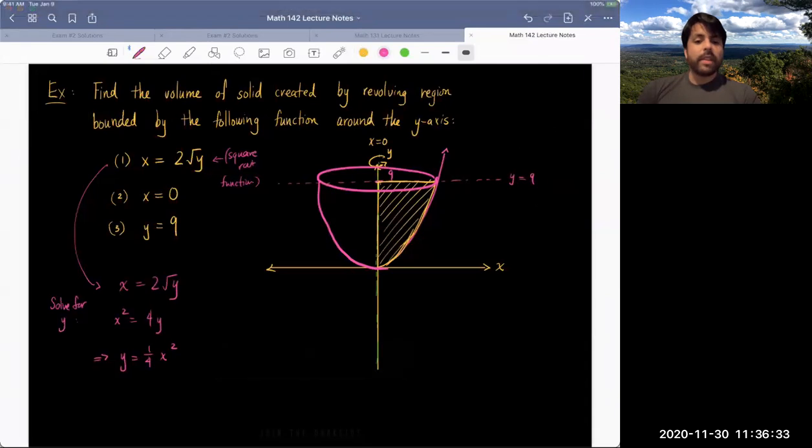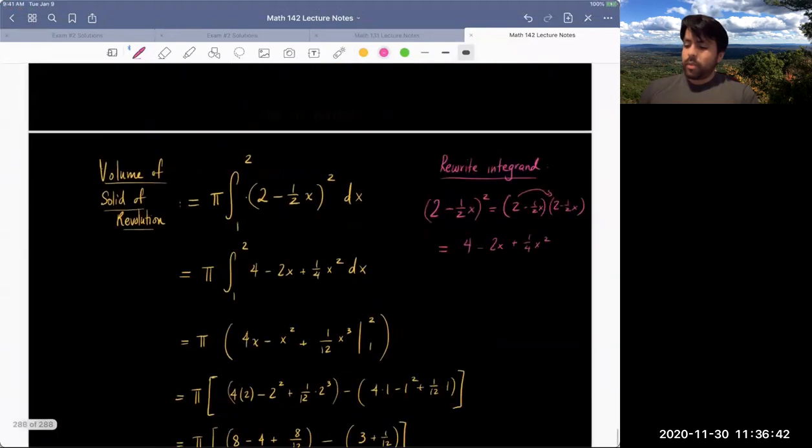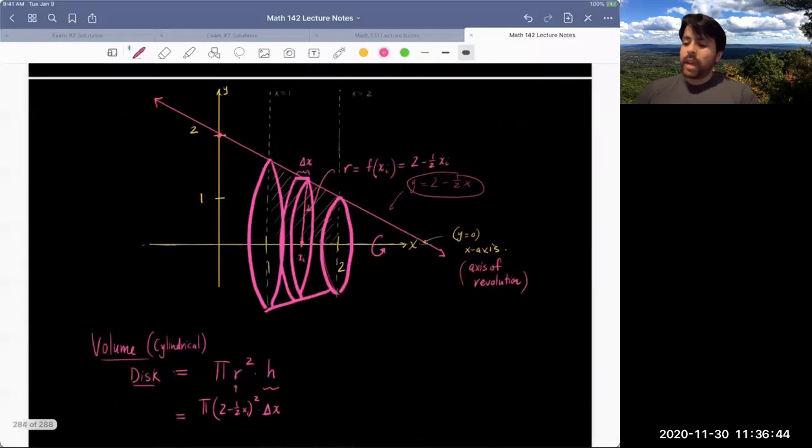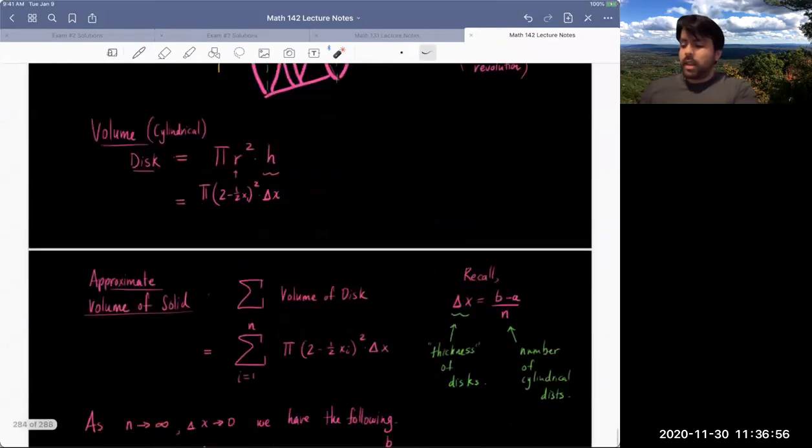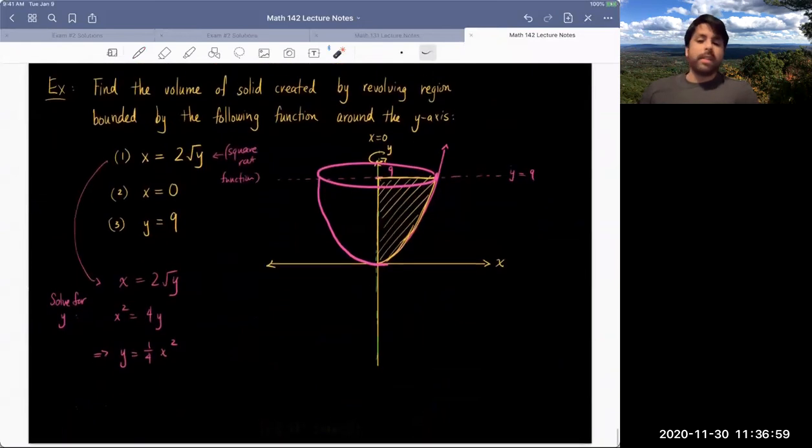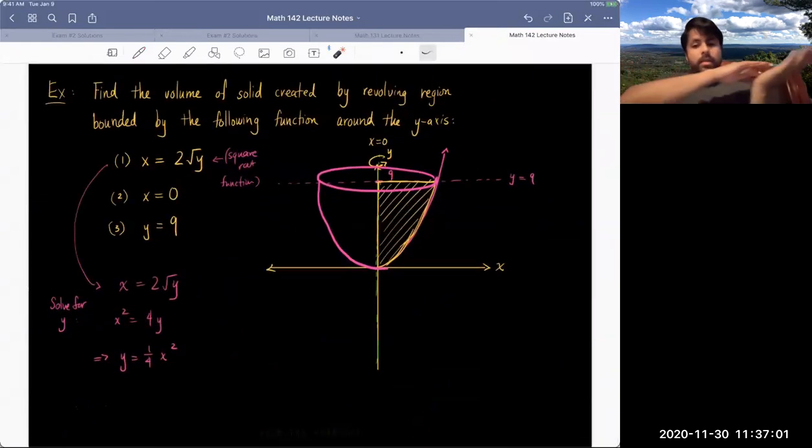And now what's the difference here? My cylindrical discs will not be vertically made. You see how these discs are when you slice your volume vertically, we create these discs. Now instead of slicing it vertically, how are we going to slice it here? We're going to slice it horizontally.